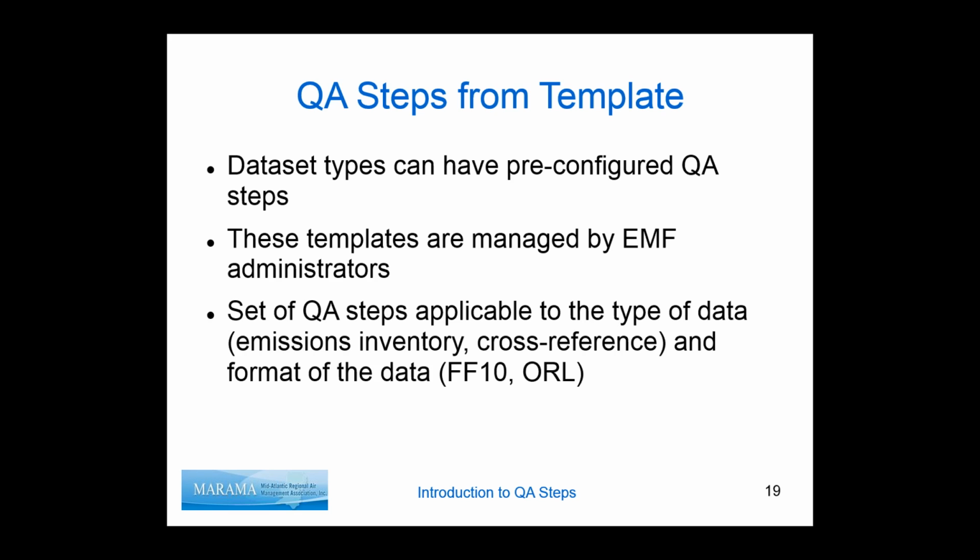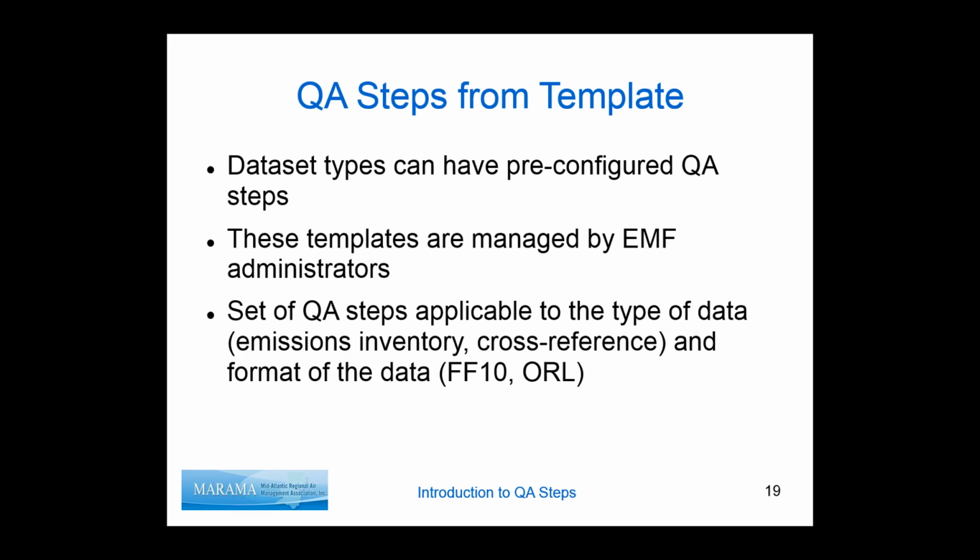Okay, so we just talked about the life cycle of the QA steps. So again, creating these QA steps can create custom reports. And so the easiest way to get started with QA steps is to use QA steps that come from a template. Basically, these templates are predefined QA steps based on the dataset type. These are things that can be managed by the EMF administrators, which in this case is Susan. And so these are different templates that apply to the dataset type.